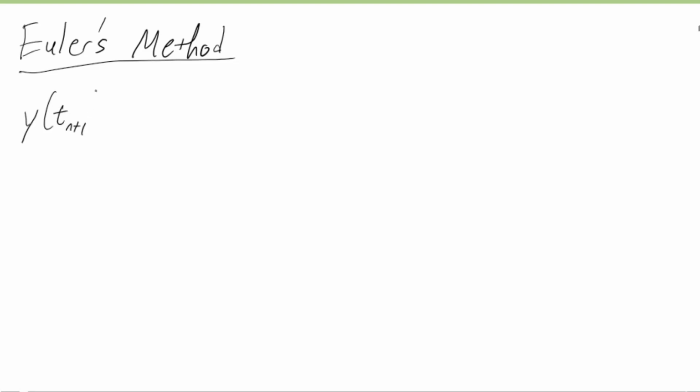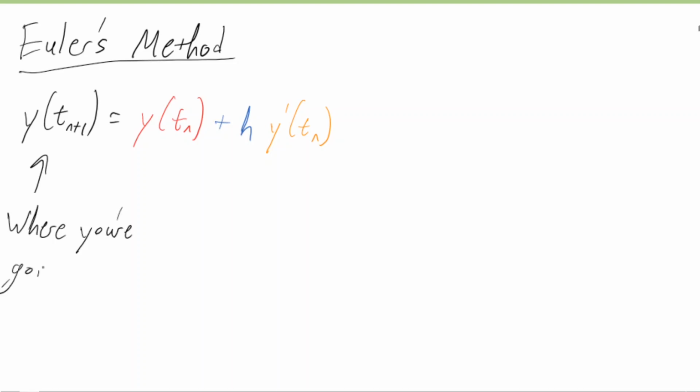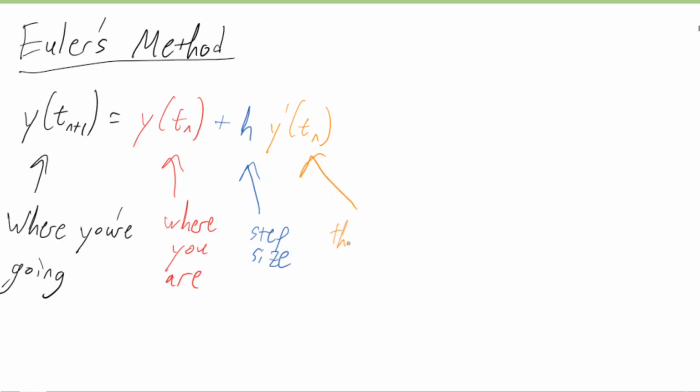So we have y of t sub n plus 1 equals y of t n plus some h times the derivative y prime at t of n. So I like to interpret this as y of t sub n plus 1 is where you're going. That's the next step within your solution. And then y of t n is where you are. And h is your step size. And y prime of t sub n is the direction that you're stepping.